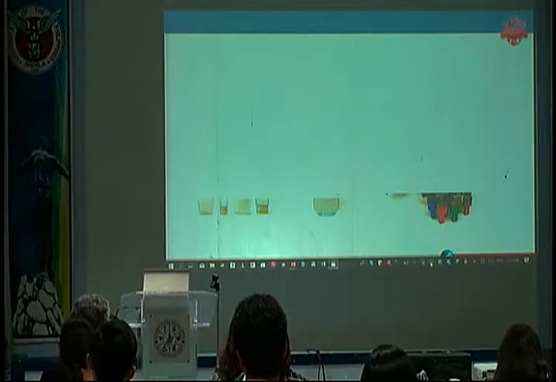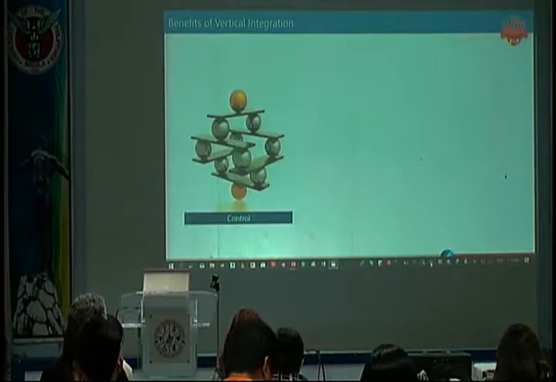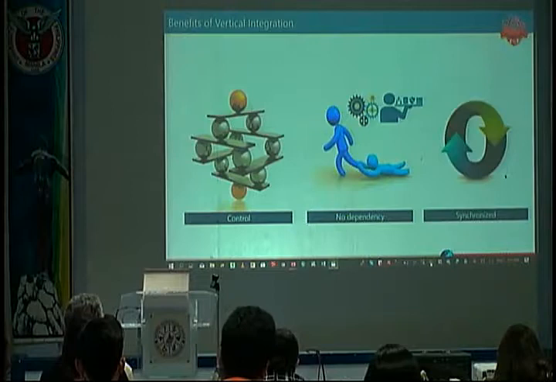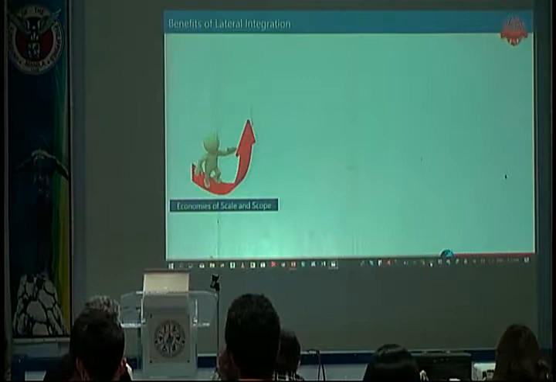Benefits of vertical integration. Its primary benefit is control. No dependency for components or services. Operations can be synchronized with other company functions. Benefits of lateral integration. They achieve economies of scale and scope. They focus entirely on a particular business, so they develop more expertise, and they know their market well.